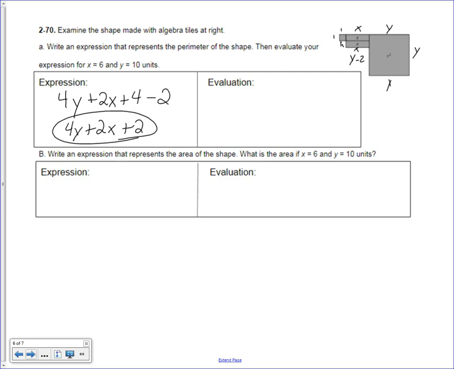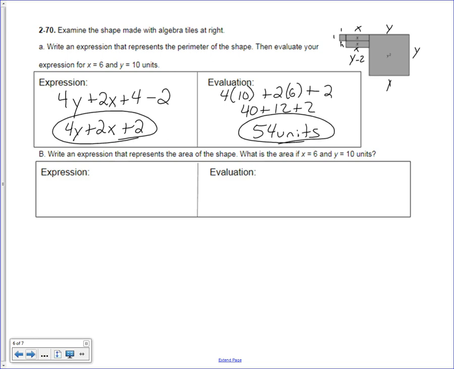And then for my evaluation, I'm going to replace x with 6 and y with 10. So I do 4 times 10 plus 2 times 6 plus 2. I get 40 plus 12 plus 2, which equals 54 units.